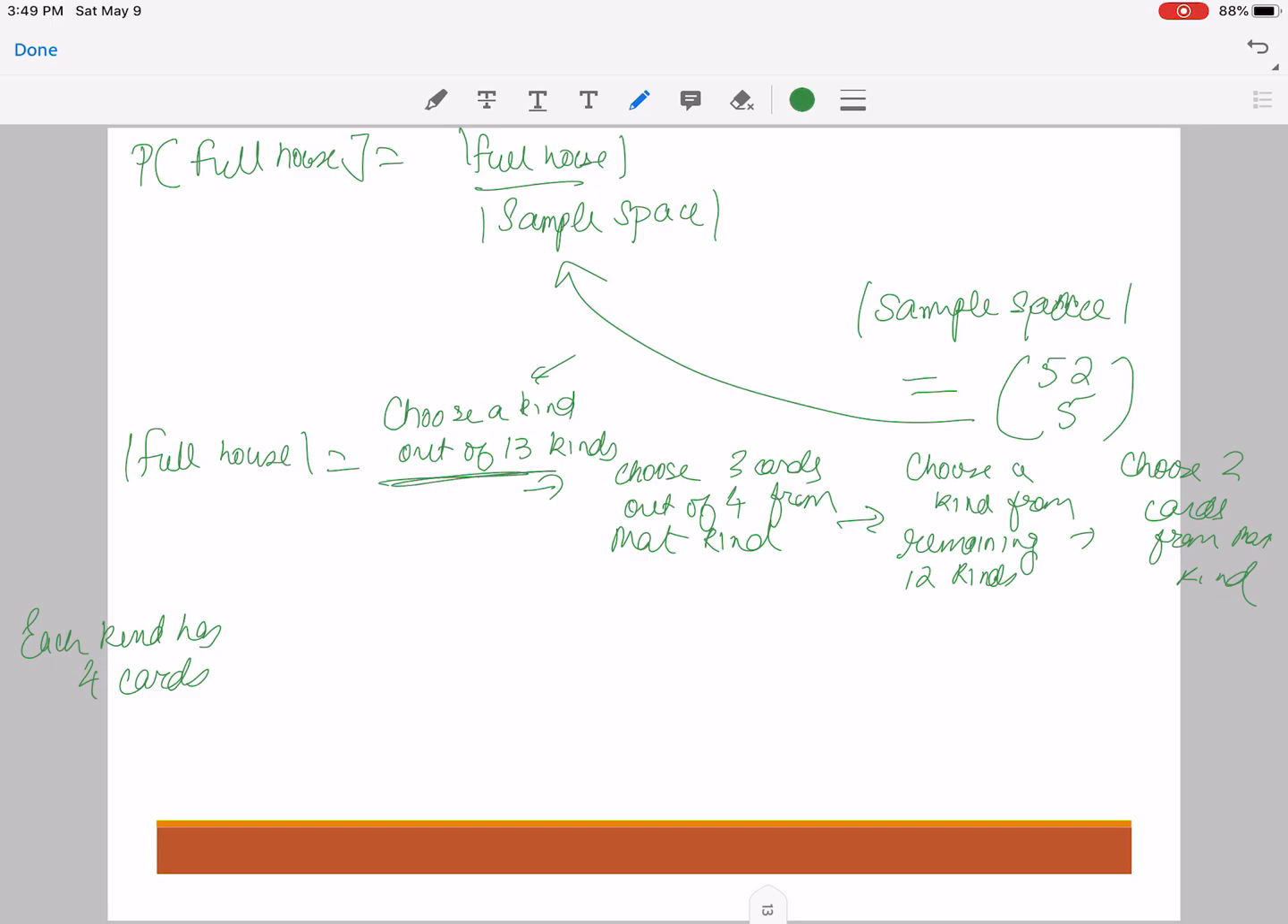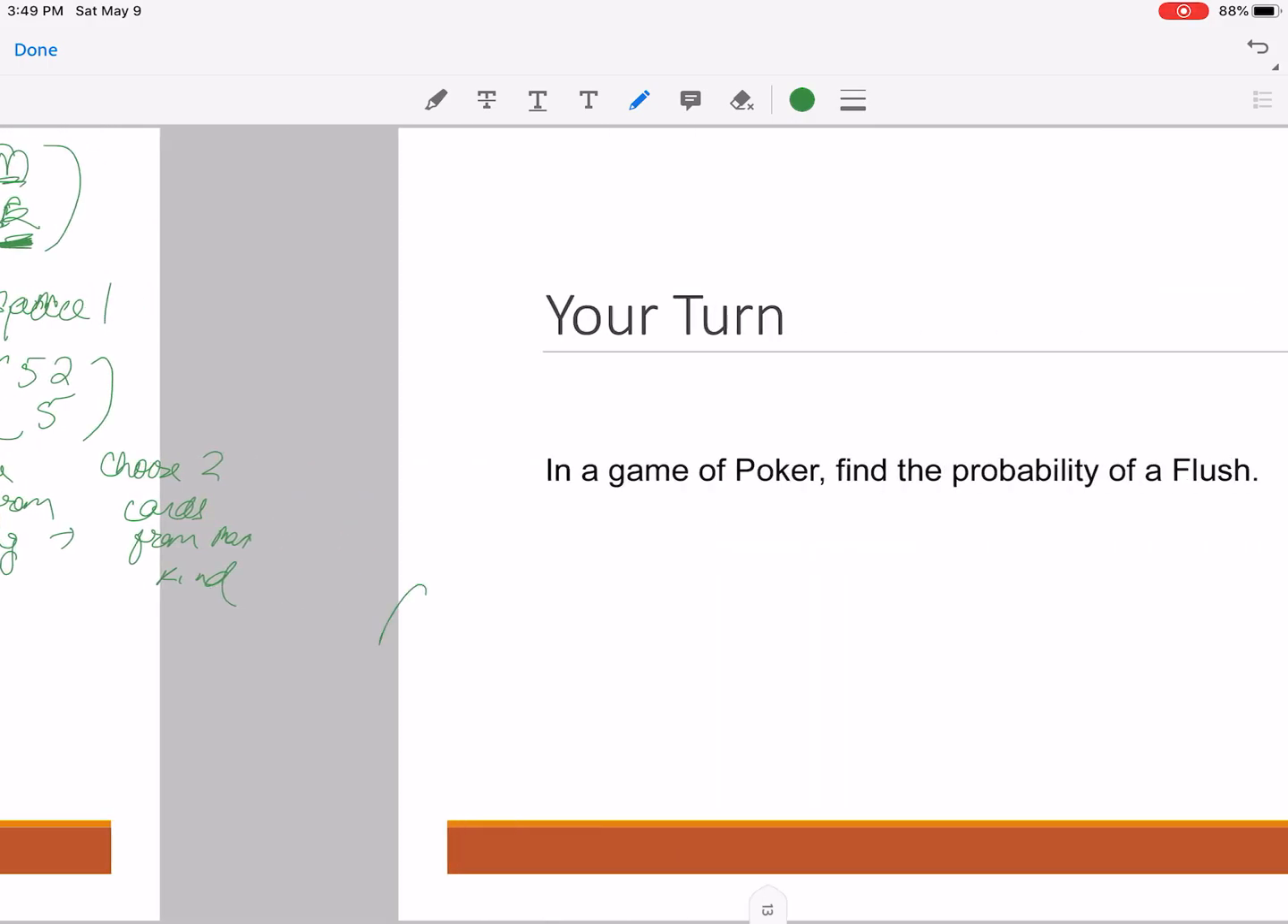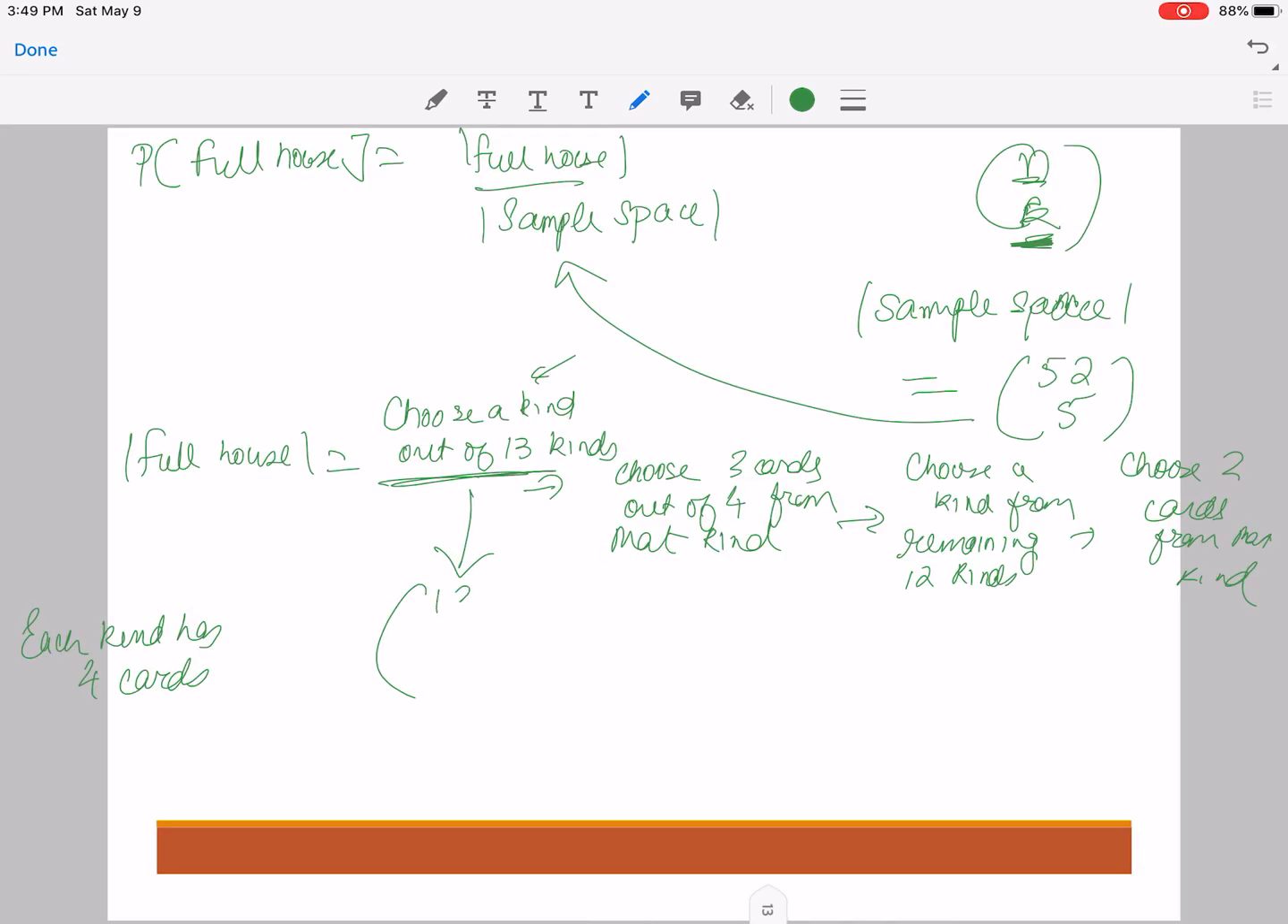So let's focus on this. Choose a kind out of 13 kinds. So I have 13 kinds, and the question is, in how many ways can you choose one kind out of 13? So that answer will be 13 choose 1. Now I have chosen that kind and I have 4 cards of that kind. Now the question is, in how many ways can you choose 3 cards out of 4? So that answer will be 4 choose 3.